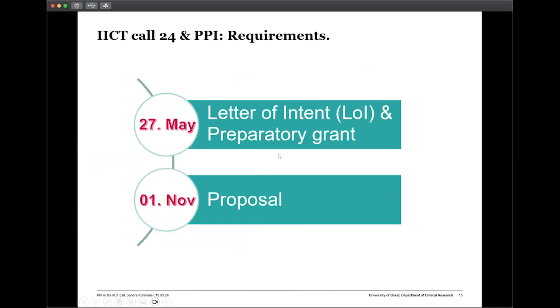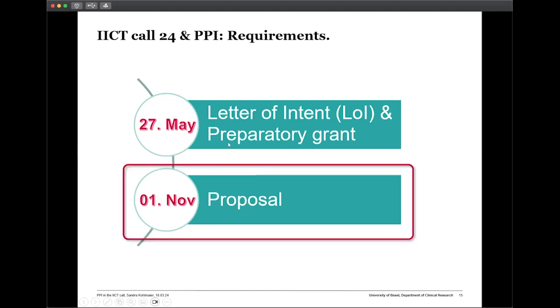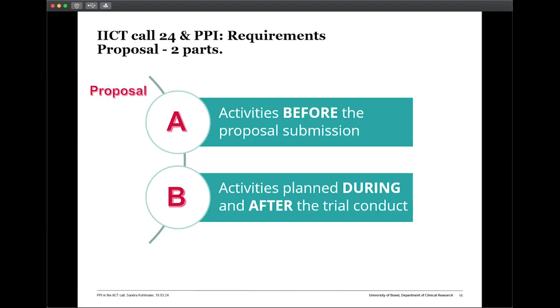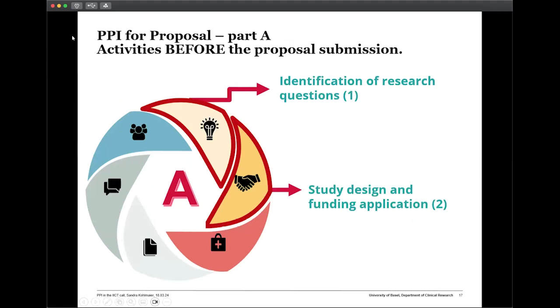Okay, this is about the requirements regarding the letter of intent and the preparatory grant, so 27th of May. And then for the proposal part, where the deadline is 1st of November, you have two parts in this proposal: part A and part B. In part A, you write down all the activities that you have done already before the proposal submission. So actually everything that you have maybe financed with the preparatory grant, all these activities you write down. And in part B, you describe all the PPI activities that are planned during and after your trial conduct. As we have seen before, this would be part A.